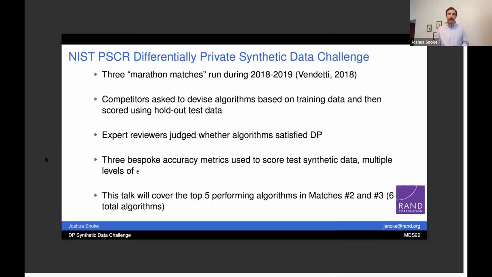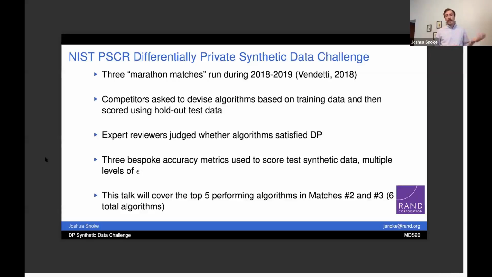Okay, so now I'm going to talk about the challenge. So as I said, this was 2018-2019, and it consisted of 3 matches that they ran during that time. What they did was they published training data sets, and they asked competitors to devise algorithms based on these training data. And then competitors submitted their code, and it was run on holdout test data that had the same schematics as the training data, but different values.